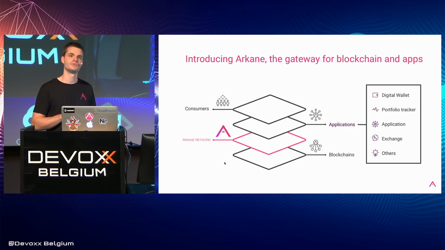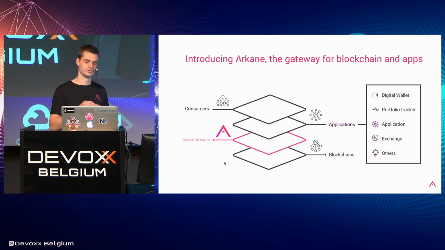Actually, we introduced it already because it's already live. And it's the gateway for blockchain and application. It serves as a layer between the blockchain and the actual application by providing REST APIs and a common interface across blockchains. So you can start communicating with Ethereum or with VeChain in a way that is exactly the same from an application point of view, which is, of course, very interesting.